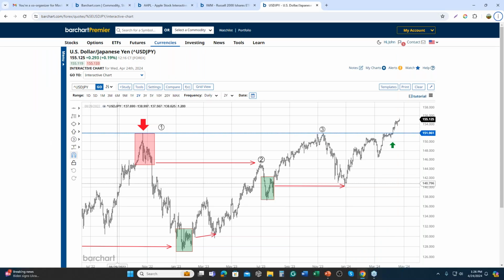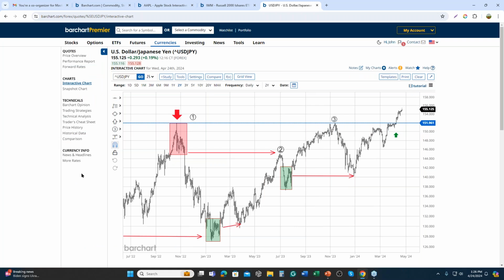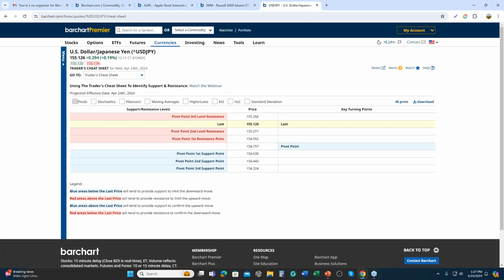So if I go to any of our symbols, for instance, here I'm still in the Japanese yen and dollar pair. Under technical analysis, you'll see something called the trader's cheat sheet. So let's go in there, and the first default you're going to get are the pivots. What the pivots do here is tell you where the pivot is for today, where is the first resistance, second resistance, third resistance, and again, first, second, and third layers of support.